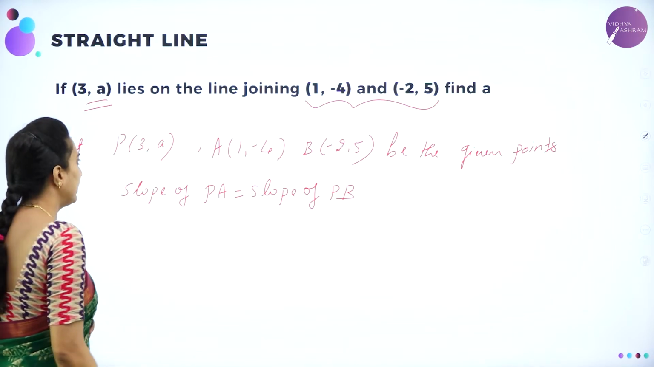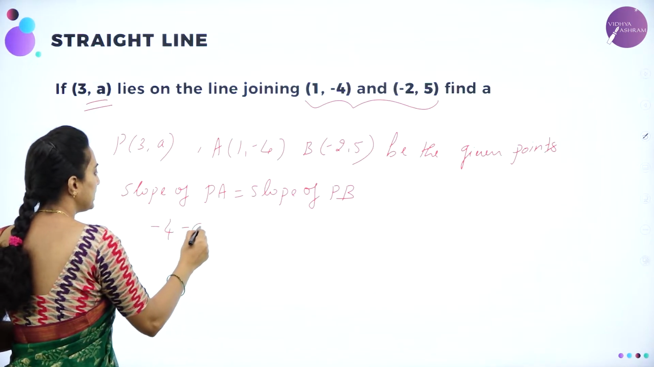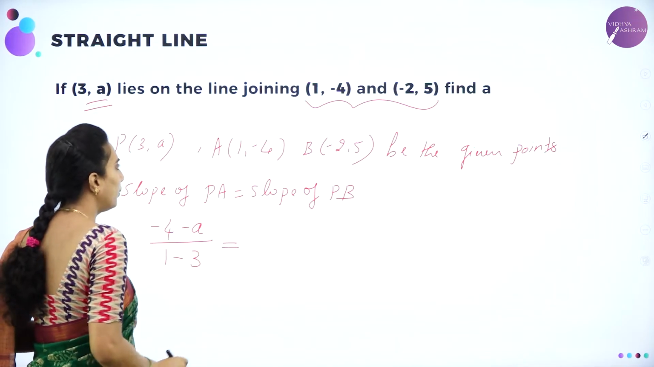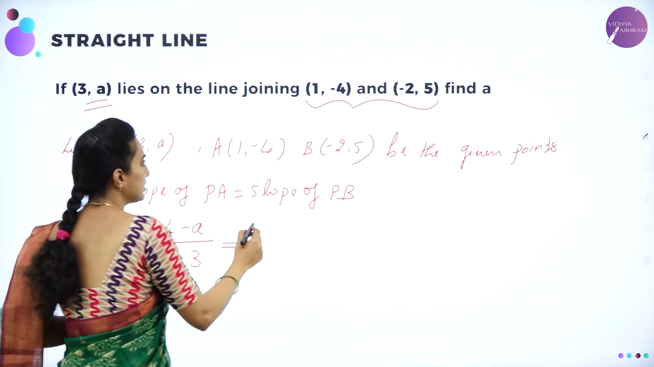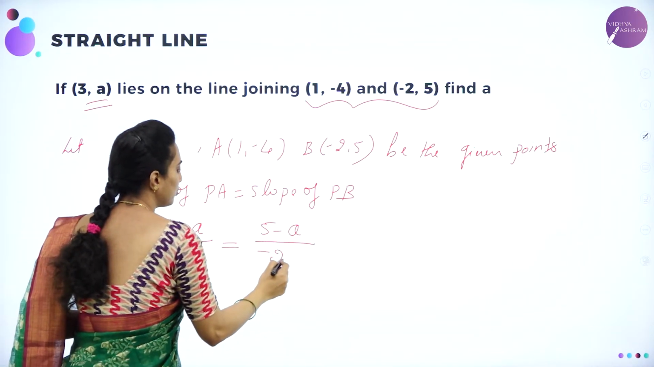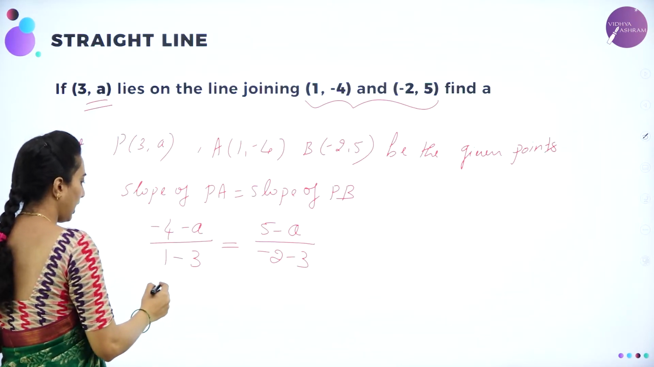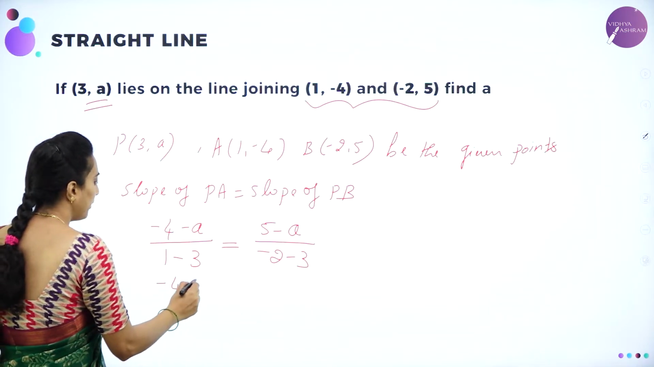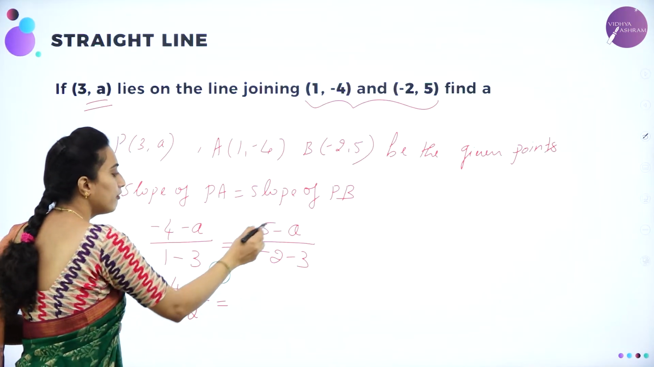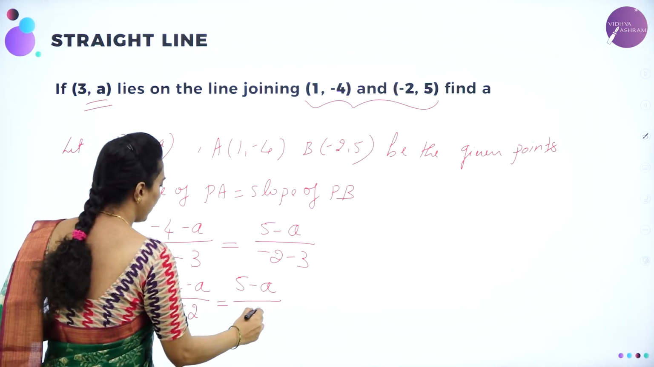So you can take the slope of PA as y2 minus y1, which is minus 4 minus A, divided by x2 minus x1, 1 minus 3, is equal to, again, y2 minus y1, which is 5 minus A, divided by x2 minus x1, minus 2 minus 3. Now by solving this, minus 4 minus A as it is, divided by 1 minus 3 which is minus 2, equals 5 minus A as it is, divided by minus 2 minus 3, which is minus 5.